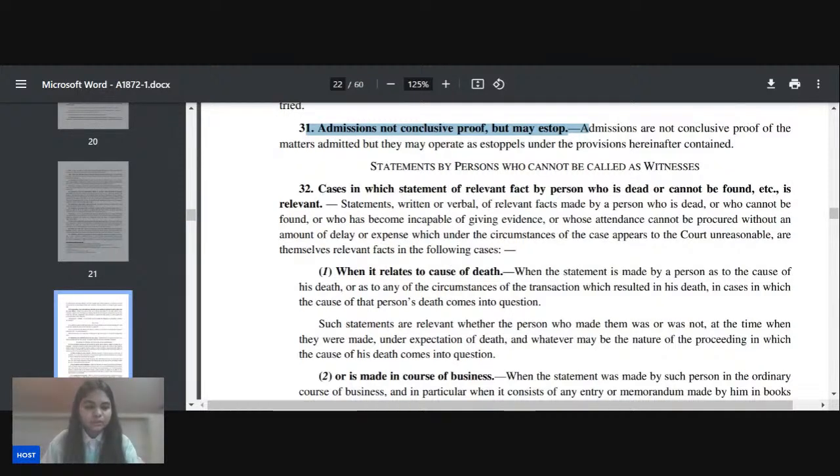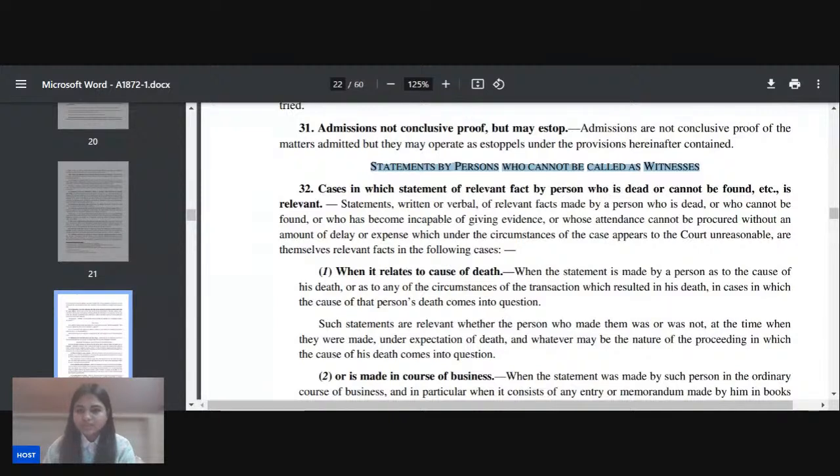Okay, so let us come to section 32: statements by persons who cannot be called as witnesses. Can a dead man be called a witness? What do you think? Can we call a dead man a witness? Please write your answers.